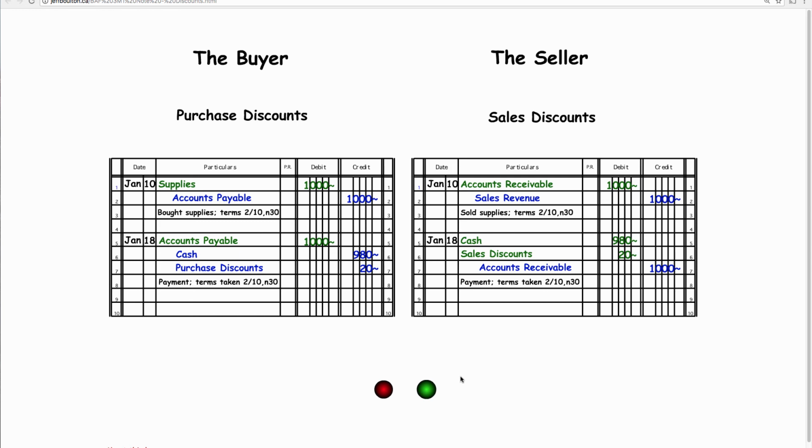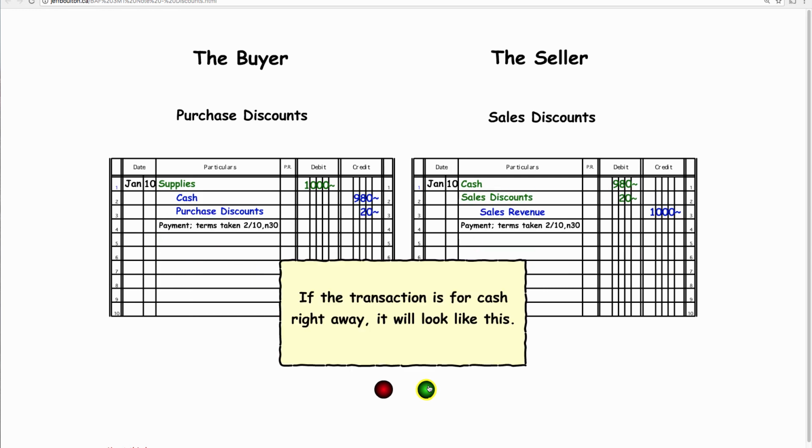The only thing you might want to look over again is if on January 10th, the transaction was not on account, it was for cash. The only thing that would change is that instead of accounts payable or accounts receivable, it would be cash, but not the full amount, because they're paying cash immediately, which is certainly within the 10-day discount period. So it would look like this. You'd buy your supplies, you'd pay cash less the discount, and you'd have to credit purchase discounts because you're purchasing.